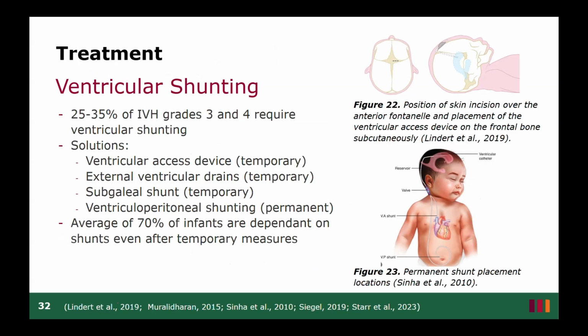There are no current treatment options for grade 4 intraventricular hemorrhage. However, the post-hemorrhagic ventricular dilatation and subsequent hydrocephalus does require treatment. 25 to 35% of grades 3 and 4 intraventricular hemorrhage require shunting as a means of treating hydrocephalus. There are several different treatment options for hydrocephalus, some being temporary while others are permanent. Temporary options include ventricular access devices, external ventricular drains, and subgaleal shunts.